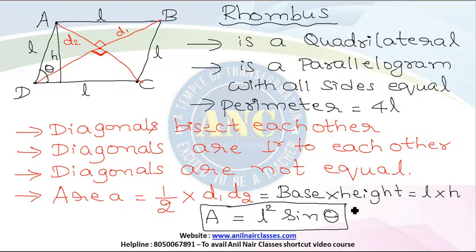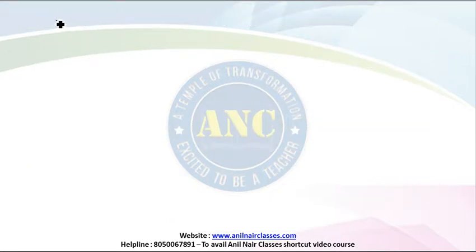One of the things is half into D1 into D2. Another thing is L square into sine theta. And another thing is it is L into H, where H is the height of the rhombus, right? Height, or the perpendicular drawn to the base, or whatever you can call it, like this as height. Now, other thing you need to know about the properties, some basic properties about rhombus is, now see here.